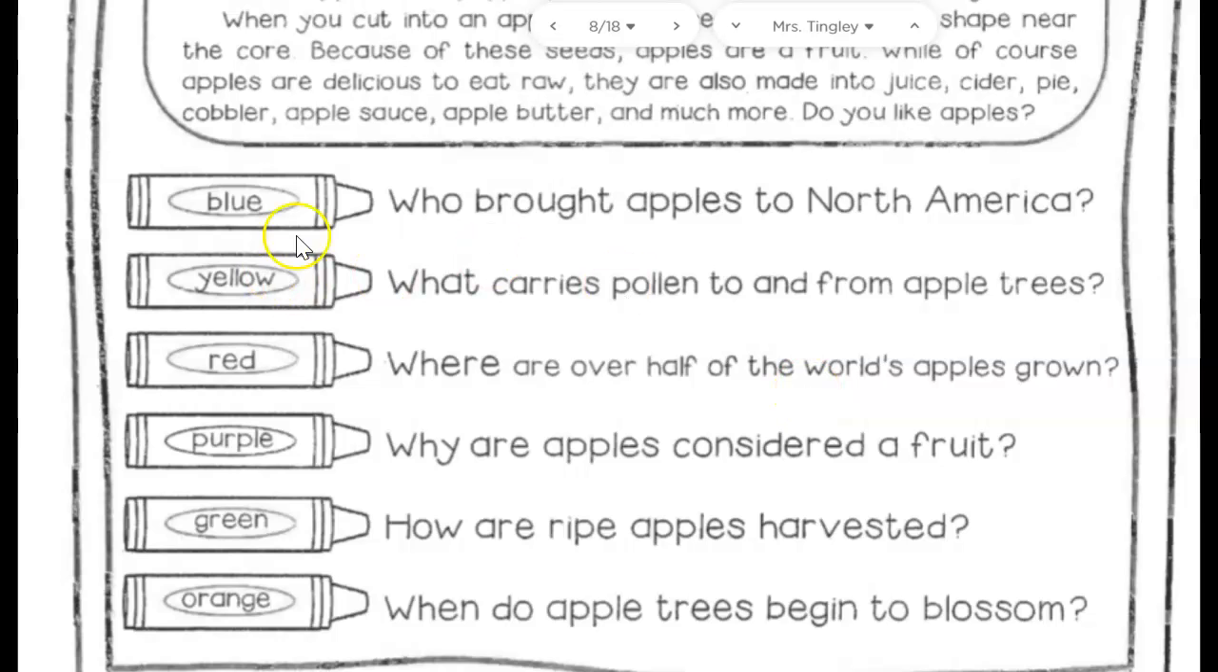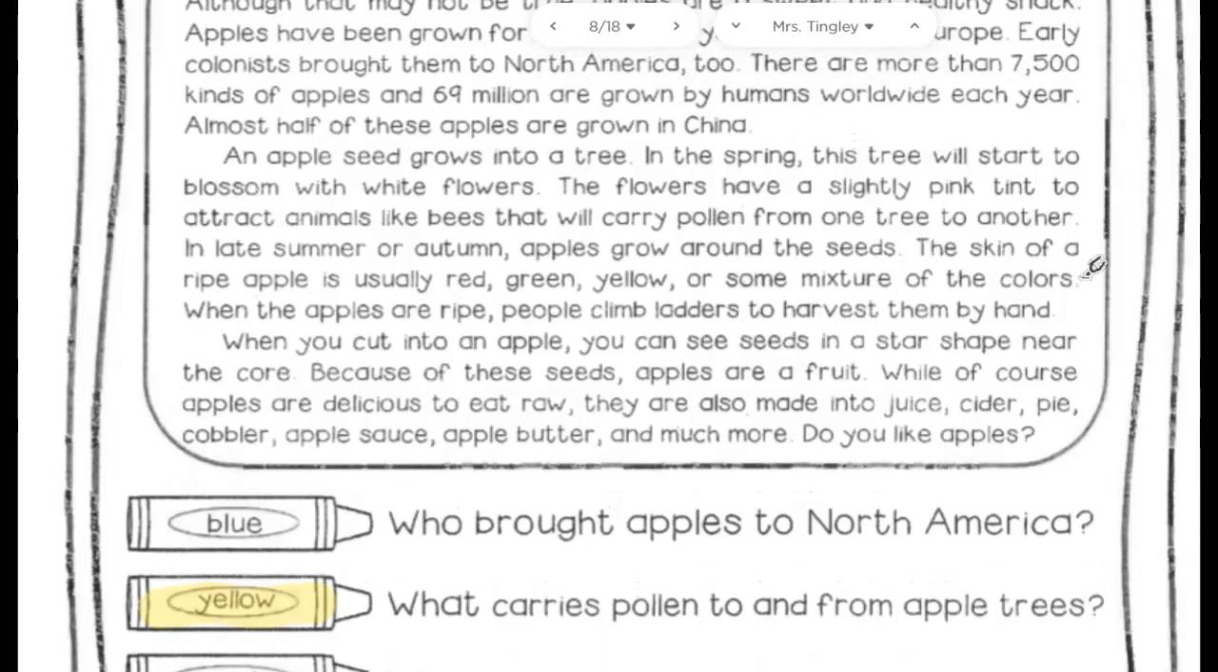So in our last lesson, we did the blue, red, and green questions. Today we're going to be doing the yellow, purple, and orange questions. So let's begin with the yellow one. What carries pollen to and from apple trees? So I need to go up and find where I see pollen.